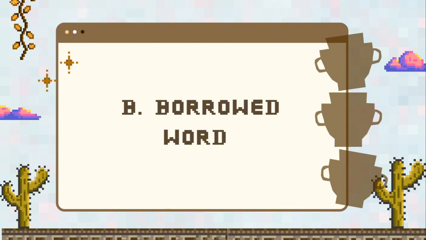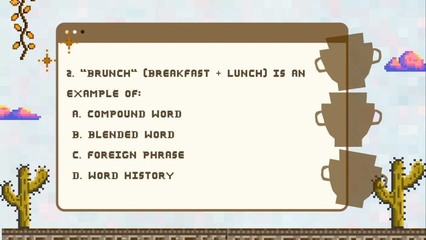And the next question is, brunch, breakfast plus lunch, is an example of: A, compound word; B, blended word; C, foreign phrase; D, word history.